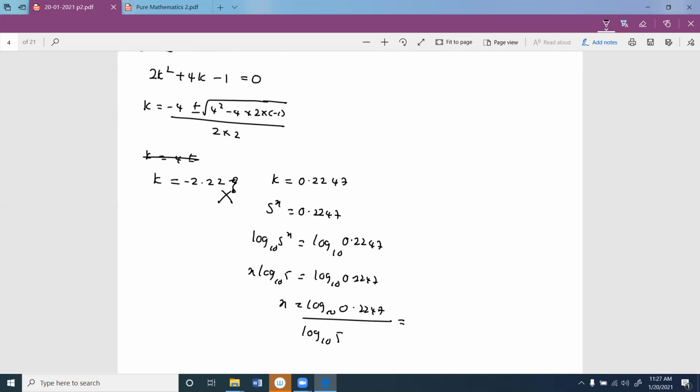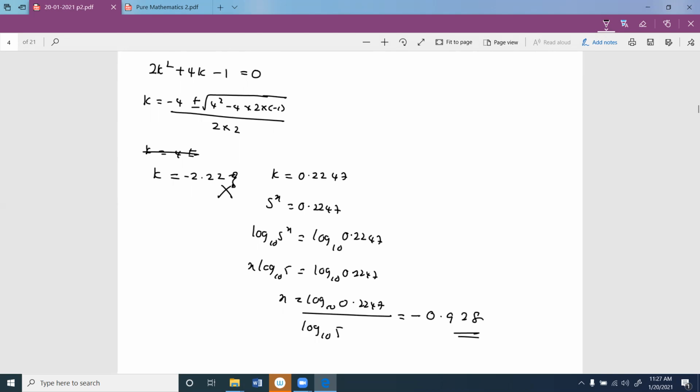Log 0.2247 divided by log 3. So it's a minus value, yeah, exactly. Minus 0.928. That's the answer for that. That's a way of getting this answer. Is that clear? Yes, sir. Yes, right. Let's go to another question.